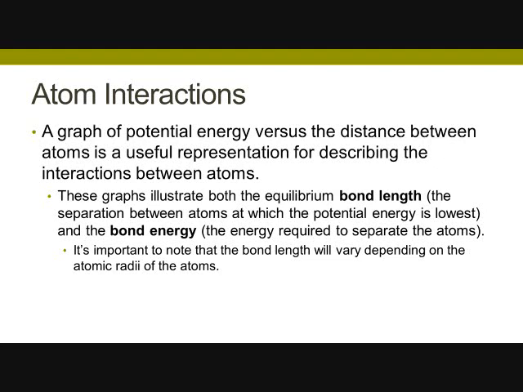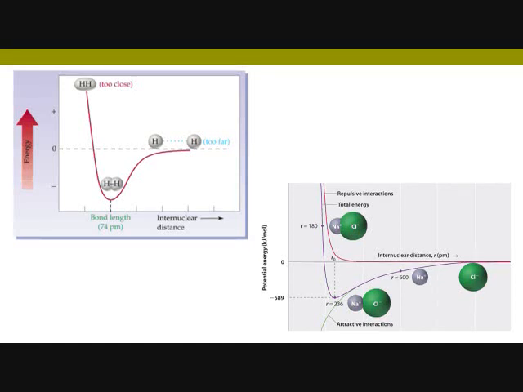It's important to note that the bond length will vary depending on the atomic radii of the atoms. So here are two graphs to show you. Notice how they both have a big dip under zero. Underneath the zero, those are the attractive forces, and above zero are the repulsion forces. So they're attracted when it's below zero, and they're being repulsed when they're above zero.